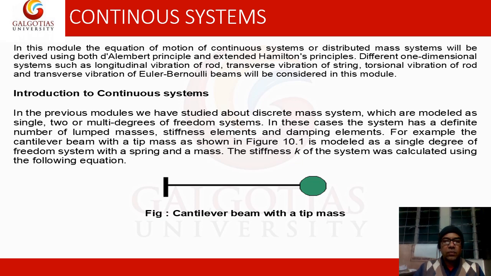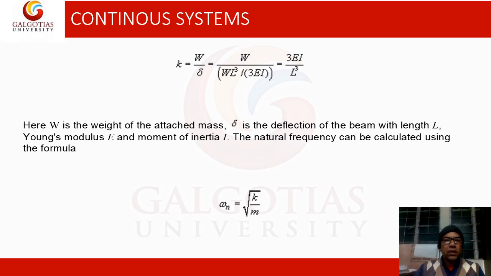This one in the figure below is modeled as a single degree of freedom system with a spring and a mass. The spring stiffness constant K of the system was calculated using the following equation: K equals W by delta, where W by delta is given as 3EI divided by L cubed.